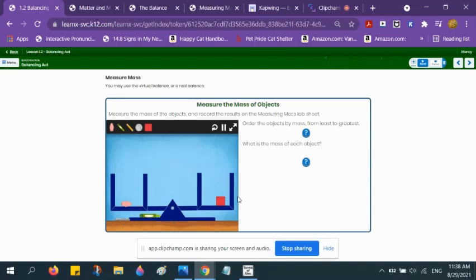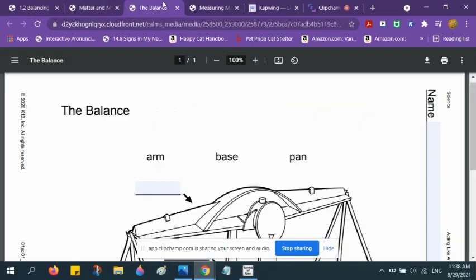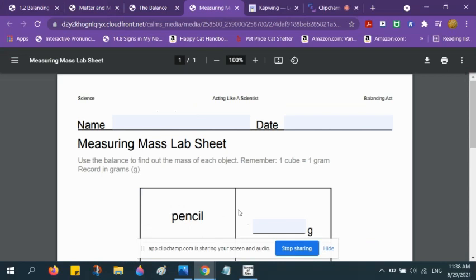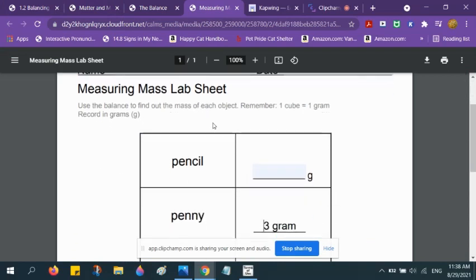So what does this tell you about the mass of the eraser? The eraser is 1 gram, because this cube is 1 gram and it's perfectly balanced with the eraser right here. That means the eraser must be 1 gram as well. You need to have objects with the same mass on both sides for the balance to be perfectly balanced. So let's just record our observation in our measuring mass lab sheet.